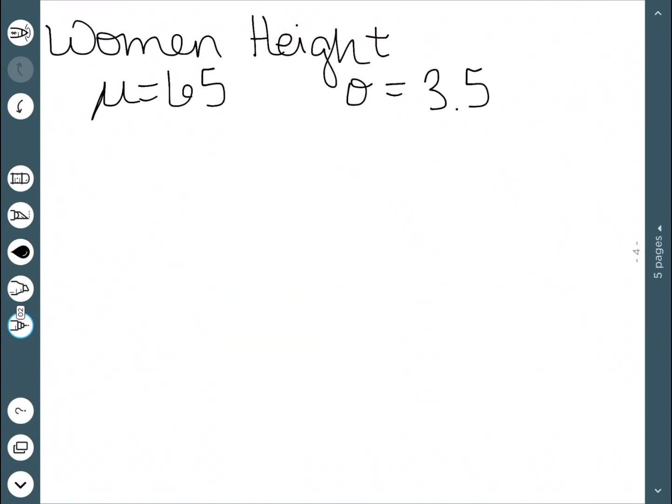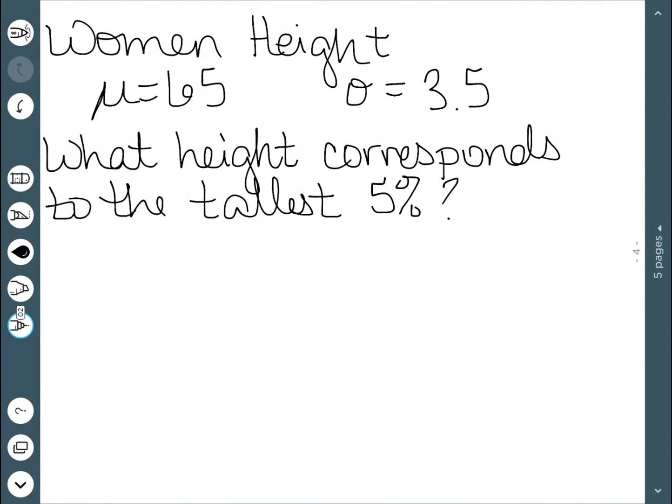Next, we're going to look at something slightly different. This time we're going to deal with women's height. We know the mean is 65 and the standard deviation is 3.5. And this time we want to know what height is going to correspond to the tallest 5% of women. So the idea is I'm looking at this little portion I have shaded here, and I know that this is 5% or 0.05, which means this unshaded region has to be 0.95.